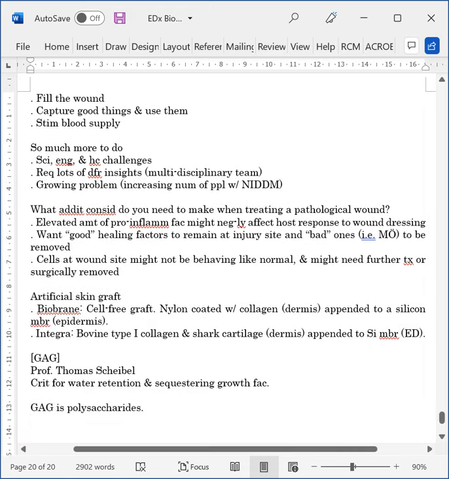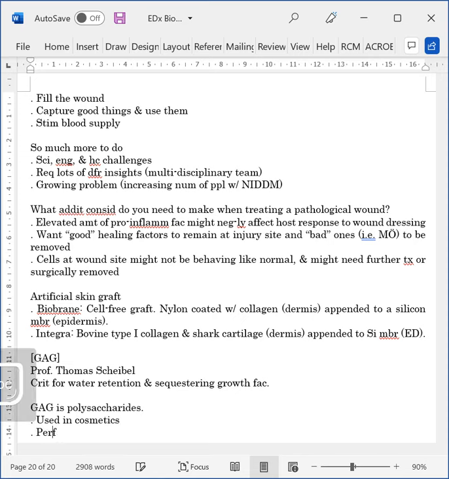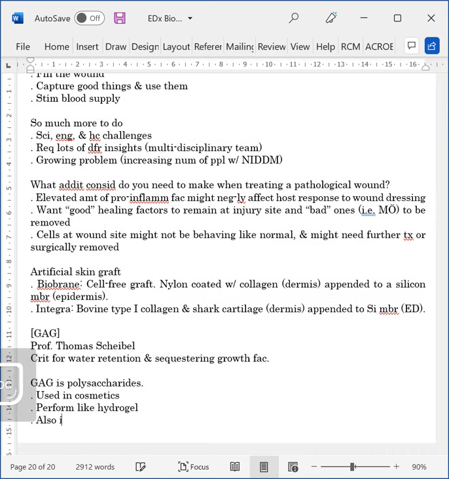So GAGs are used in a lot of skin creams, face creams, and so on, because they can hold a lot of water. They pretty much perform like hydrogels. So I would like to remember how hydrogels work. They can hold up water, they can release water, and therefore they're moisturizing the skin. But they're also important in tissue engineering, especially in orthopedics.